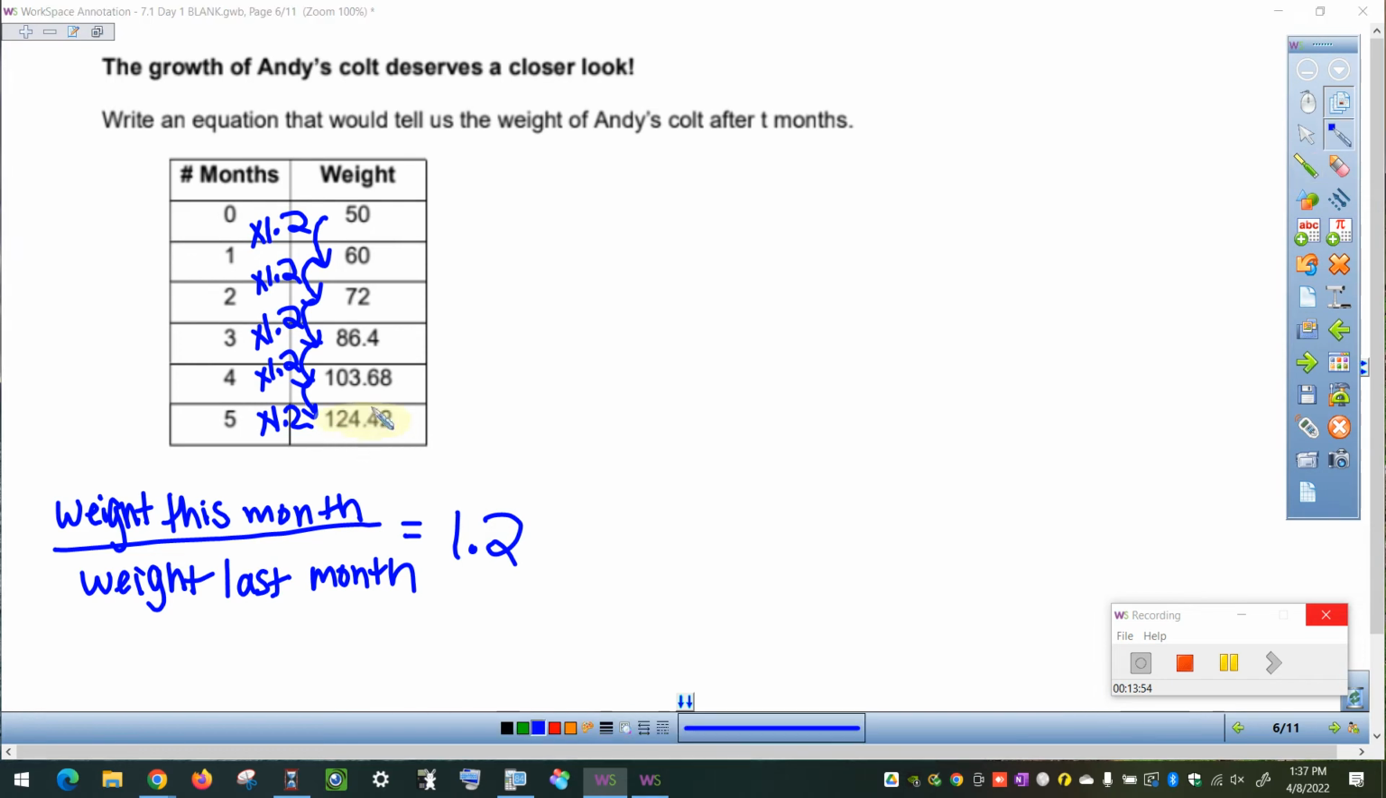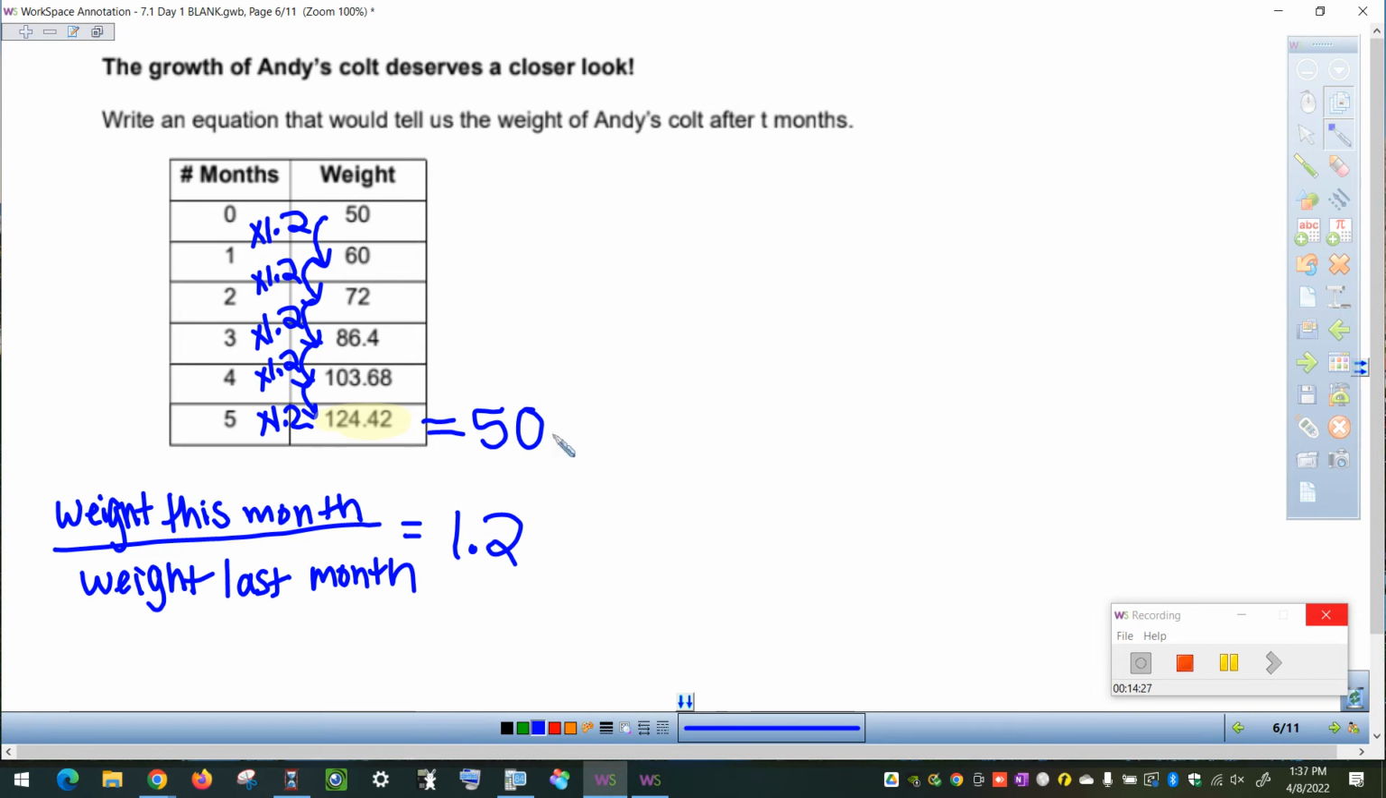So let's think about this value that we have here at the bottom of our table. So at the end of the 6th month, we see that the weight is 124.42 kilograms. Well, what's really happened with the numbers to get up to that point is we had a starting weight of 50, and we multiplied by 1.2, and then we multiplied by 1.2 again. We multiplied by 1.2 a total of 1, 2, 3, 4, 5, and when we did that 5 times, we got 124.42.